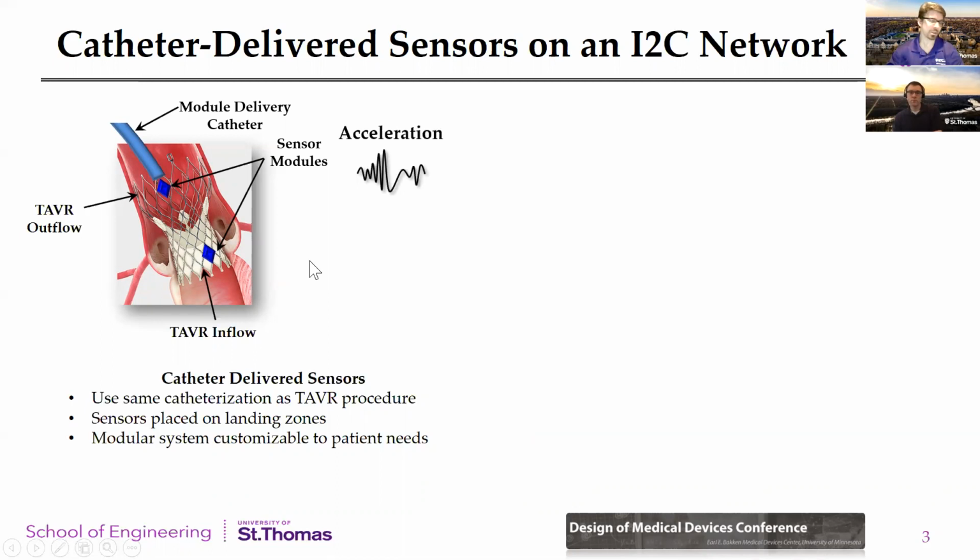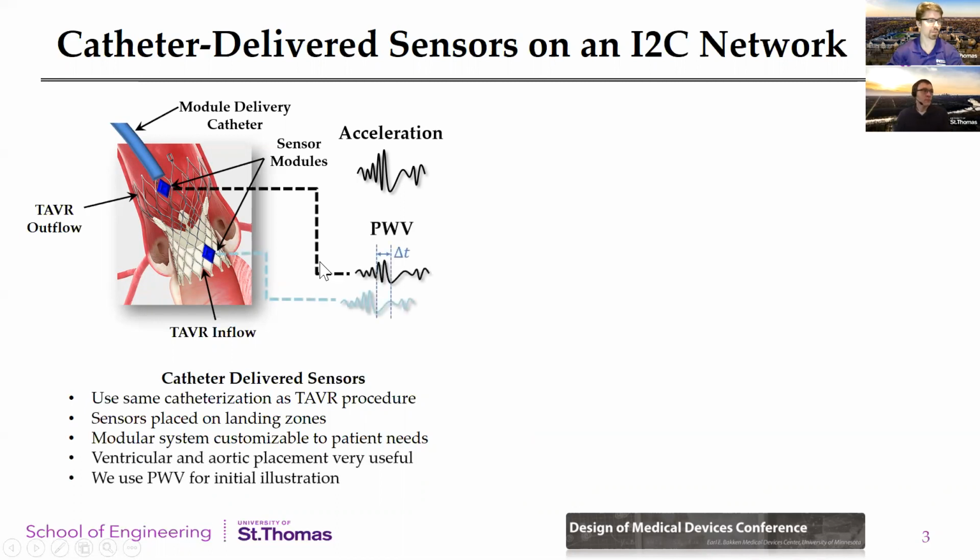For our initial illustration, we're going to use an IMU and specifically pull out the acceleration signals. And to really demonstrate the network capabilities, we're using two sensors, one at the inflow and one at the outflow of the valve, to measure a time-delayed acceleration as you would observe due to a pressure pulse that travels up the aorta. We call this measurement pulse wave velocity, which is an important diagnostic and prognostic indicator.